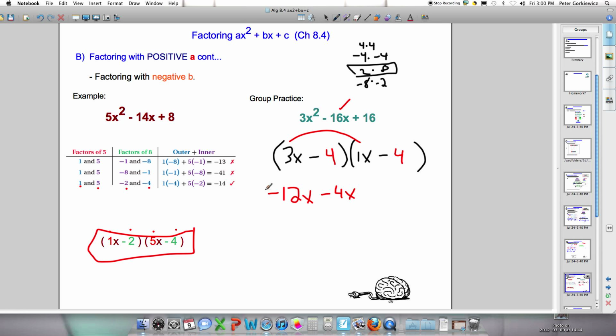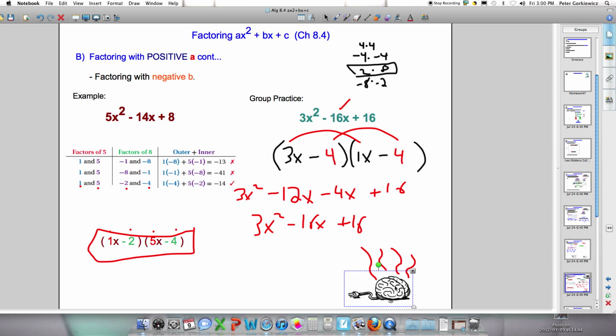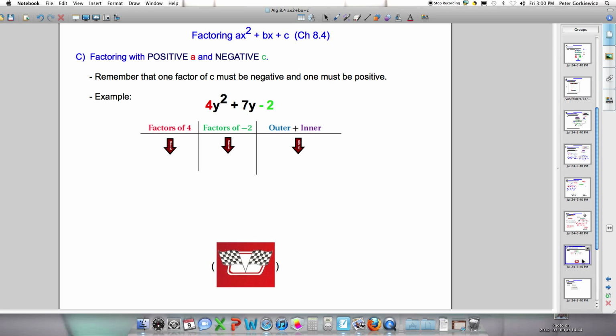So when we do 3x times 1x, we get 3x squared. And when we do negative 4 times negative 4, we get 16. And so now we've got 3x squared minus 16x plus 16. Woohoo! And our brains are kind of smoldering right now. But I think that's what we got. Bingo. So it doesn't matter which order you put the binomials in. Cool. And one last one.